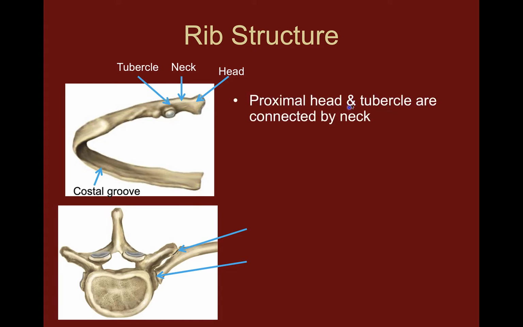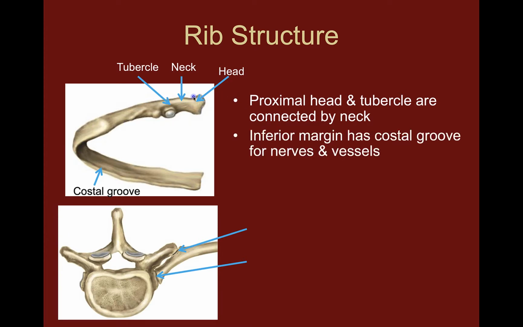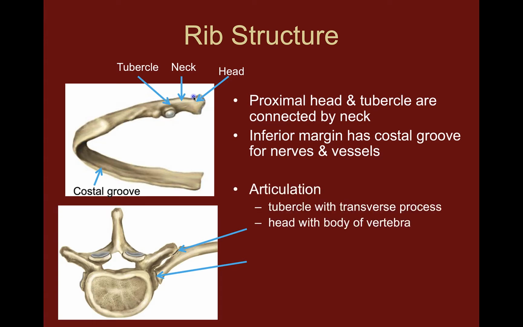So the head and the tubercle are, again, connected by that neck. And we talked about the costal groove. You'll see some small nerves and blood vessels that run through there. Now, looking inferiorly here at this image, we can see that the tubercle is going to articulate with the transverse process of a thoracic vertebra. And the head is going to articulate with the body of a vertebra.